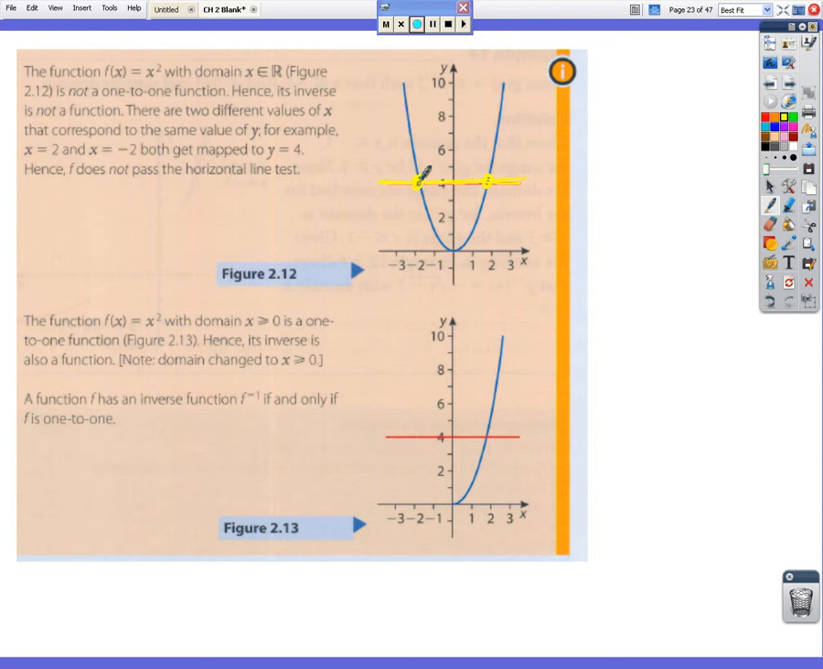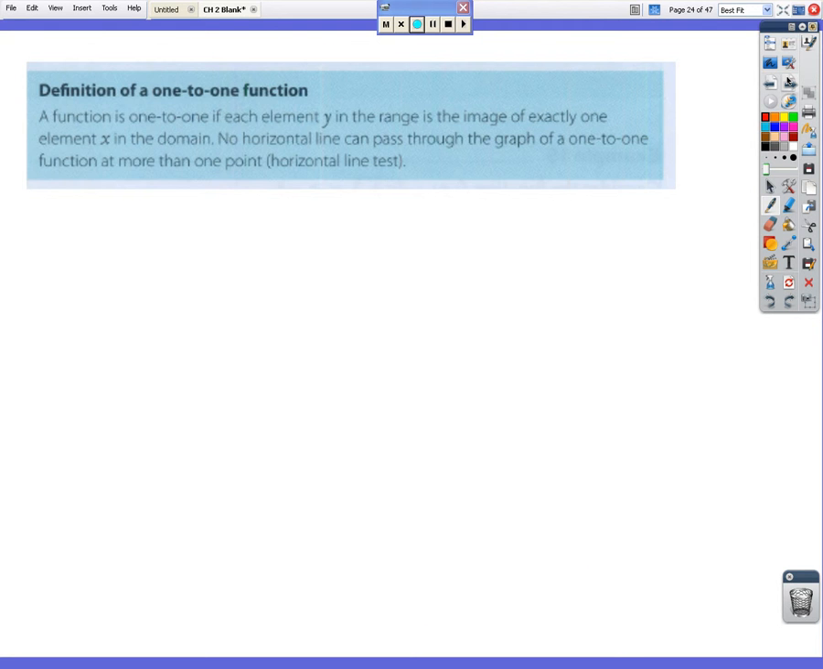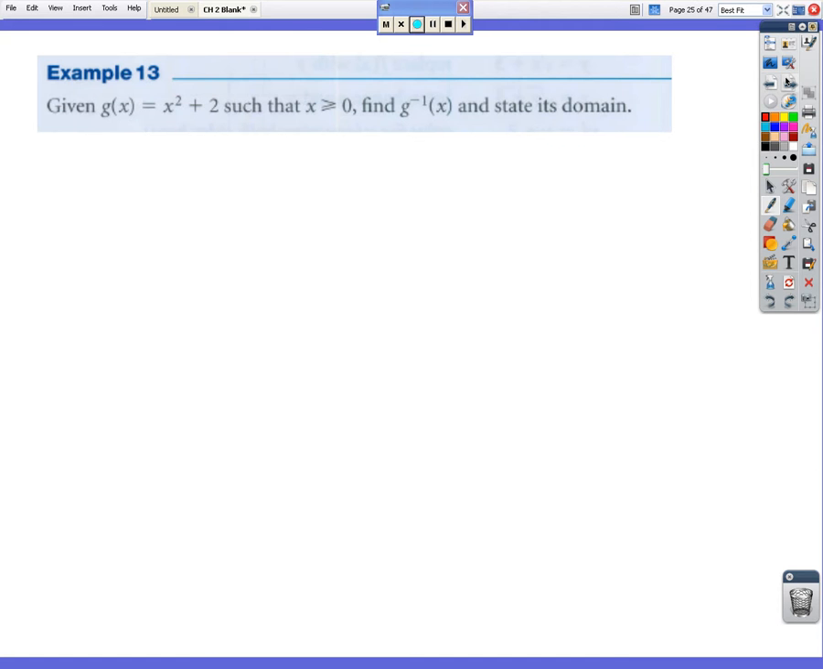What that means for us is that the inverse will not be a function. So what we do is we chop off the function. We essentially create this new domain. So in this case, we do a domain where x is greater than or equal to 0, and we say we're only going to look at that because now my inverse will be a function because the original function is one-to-one. So that is the definition that you have there. Example 13 says, given that g of x is x squared plus 2, such that x is greater than or equal to 0, find g inverse and state its domain.